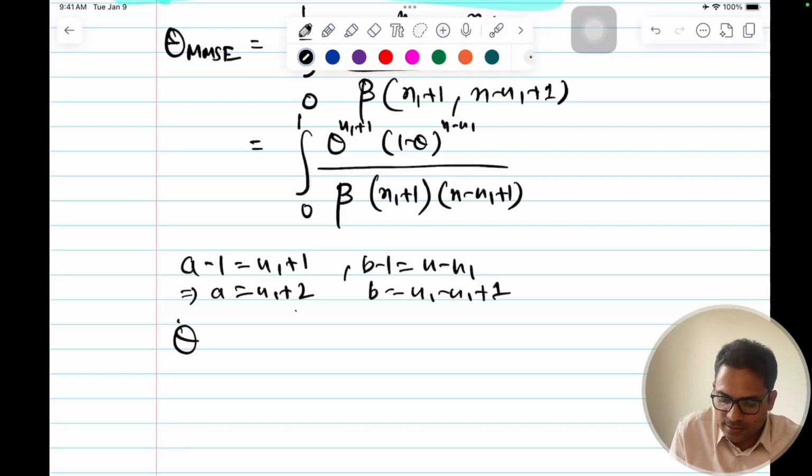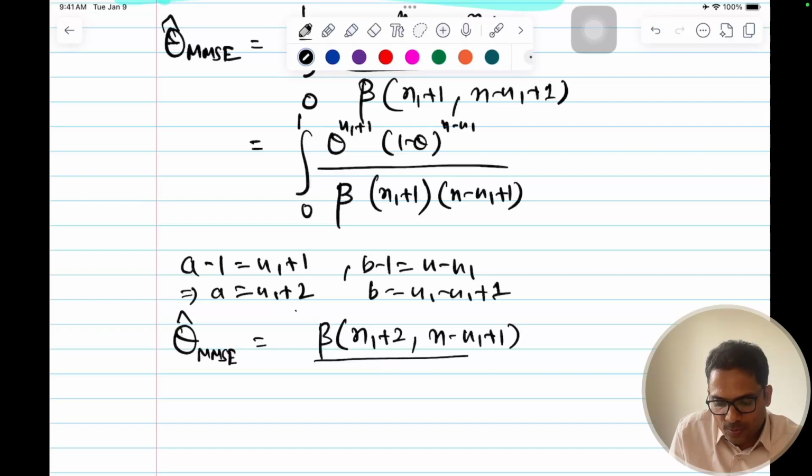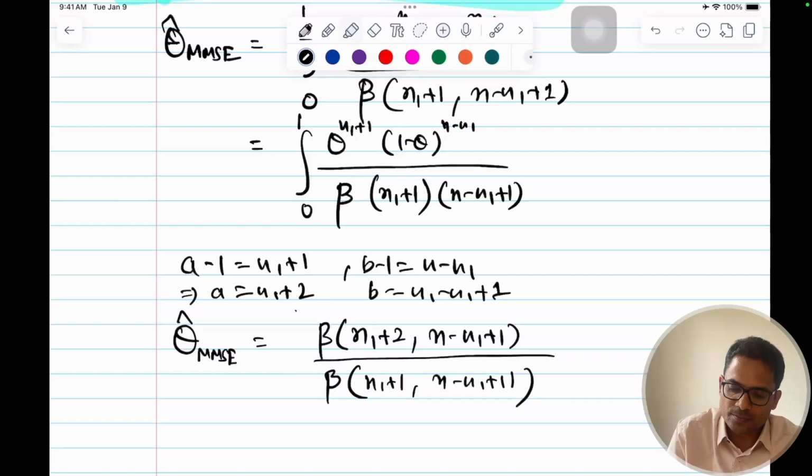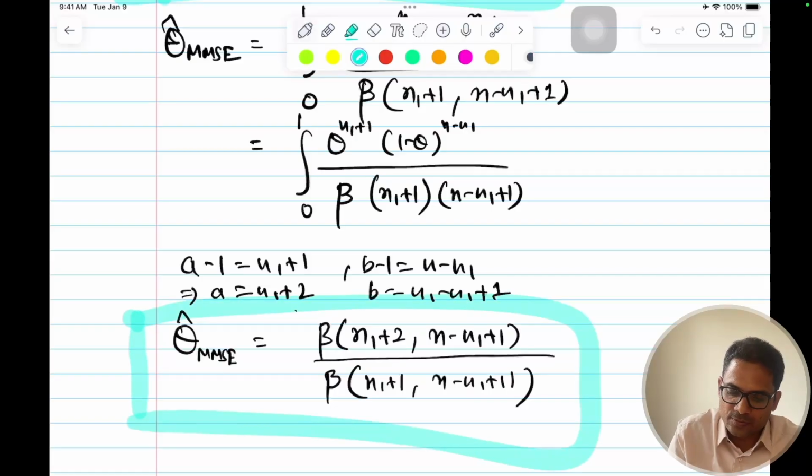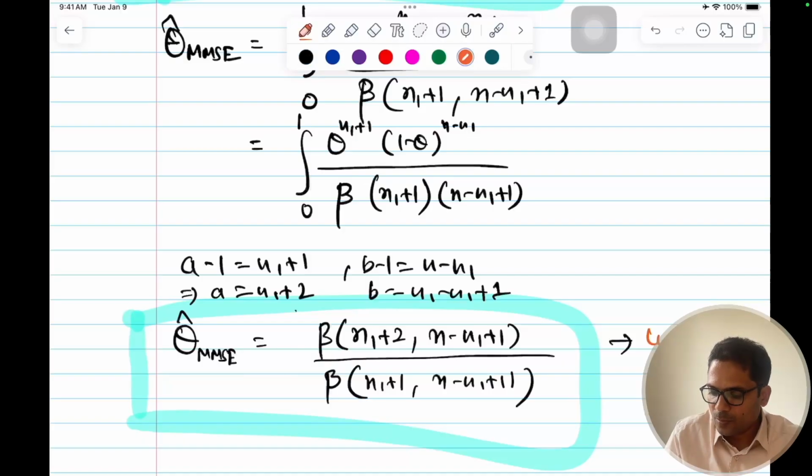So my theta predicted, I'll put a hat, this is the prediction symbol, is equal to, in the numerator, a beta function of n1 plus 2 comma n minus n1 plus 1, and the denominator is beta of n1 plus 1, n minus n1 plus 1. This is for the uniform prior. Okay, I hope this is clear. This is simple.